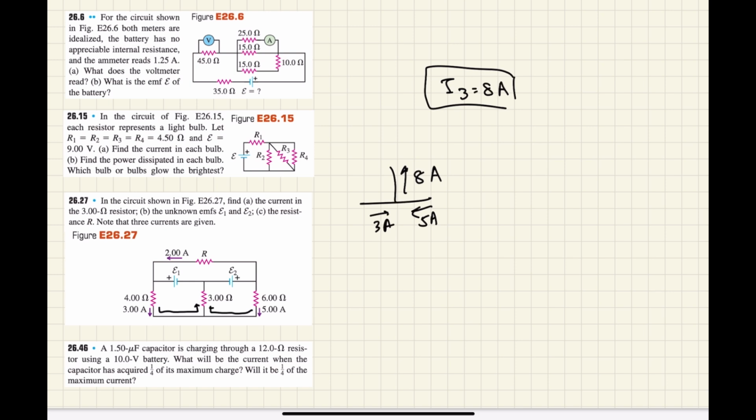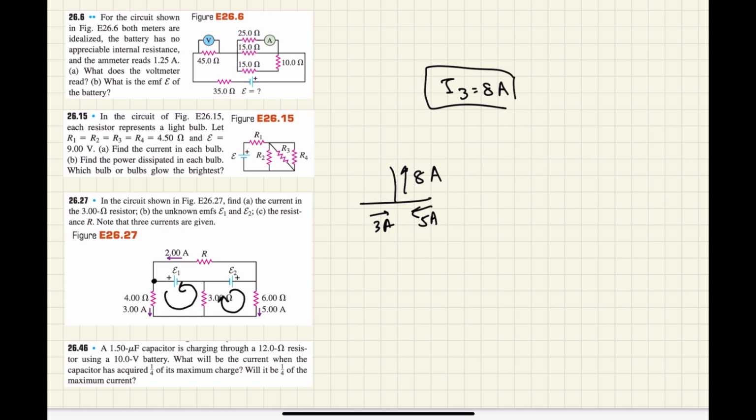Find the unknown EMFs, EMF 1 and EMF 2. So we can use Kirchhoff's loop rule for that. So let's start by assigning this to be a loop and assigning this to be a loop. They are going in opposite directions, and that's fine. They can always go in opposite directions. It's just whatever's nicer. In this case, we're going whichever way the current is going. And so let's start up here.